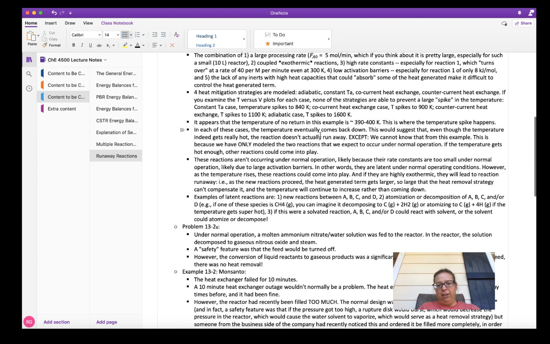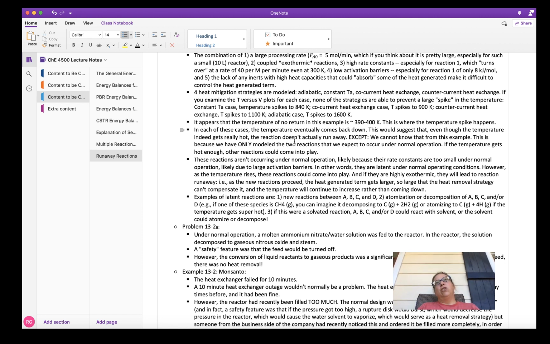In this particular example, the temperature comes back down. So when the temperature comes back down, it's not reaction runaway, because the heat mitigation strategy, though it allowed a spike, eventually brings it back down. The problem here is that in this particular example, there are two reactions. Those are the only two reactions that we're modeling.